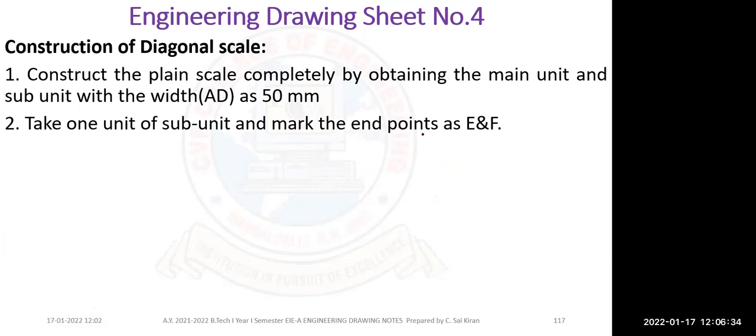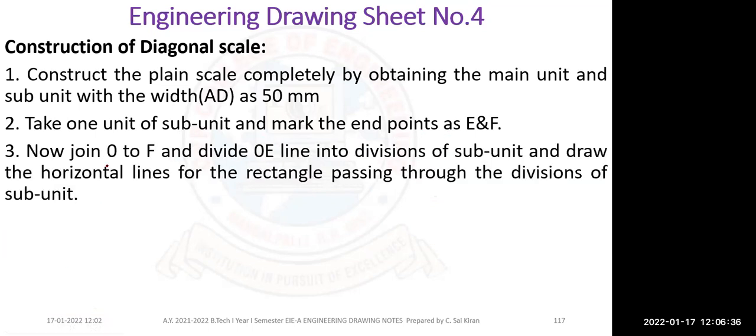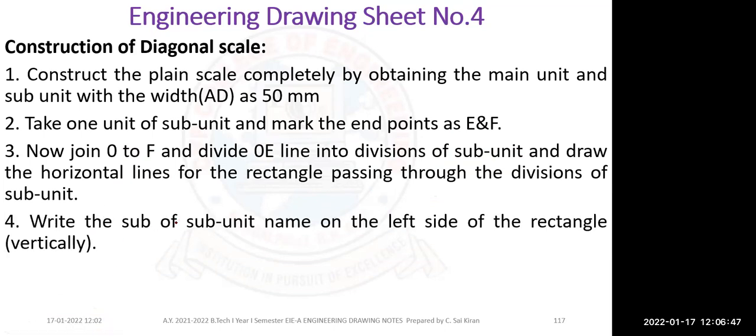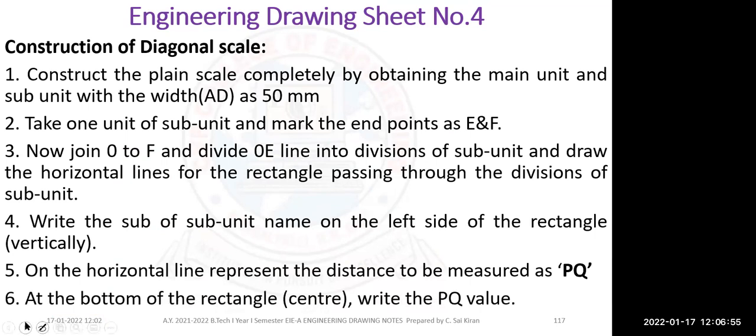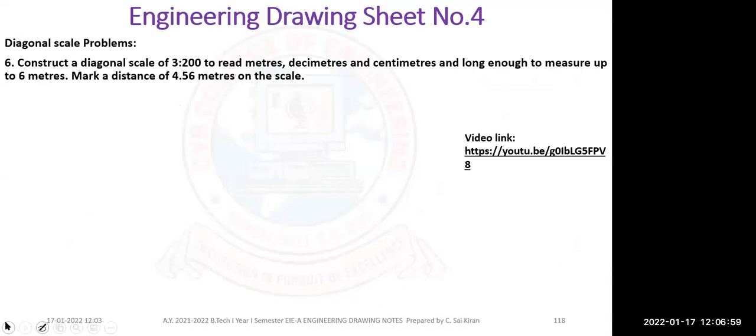Take 1 unit and mark the end points as E and F. Then divide the OF line and the OE line into divisions of subunits, and draw the horizontal lines for the rectangle. Then write the sub of subunit on the left side vertically. On the horizontal line, represent the distance to be measured as PQ. At the bottom, you have to write. Okay, I'll be showing once again.